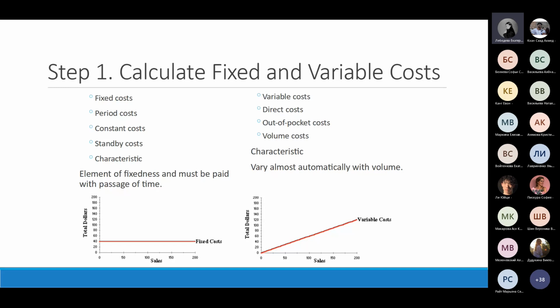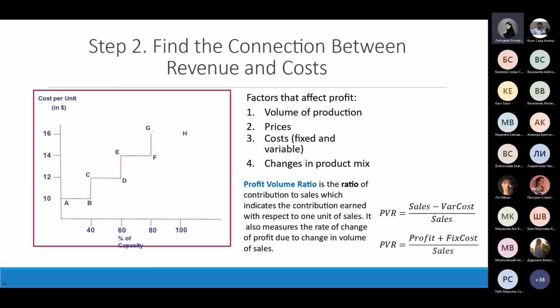How to perform the break-even analysis? First of all, we calculate fixed and variable costs. I think you can now do this very briefly. Then we find the connection between revenue and costs. So we have to understand what the relationship is between our revenues and costs.